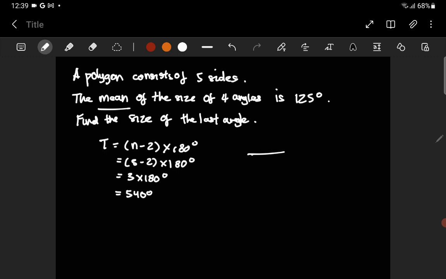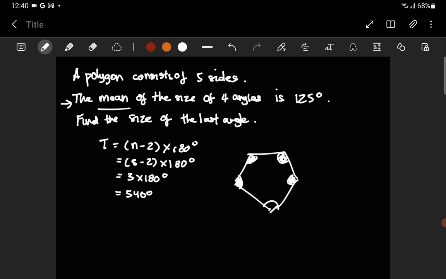So can you imagine if this one is a polygon? Yeah, this one is a polygon. It's a pentagon because it consists of 5 sides. Now if you total all of the interior angles here, that will be equal to 540. Now the next statement says that the mean of the size of 4 angles is 125. So if I add this angle with this angle with this angle with this angle and then divide by 4, it becomes 125.